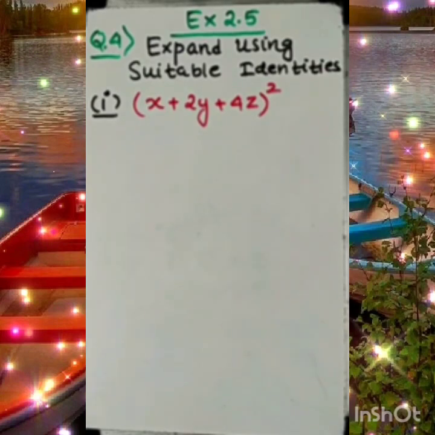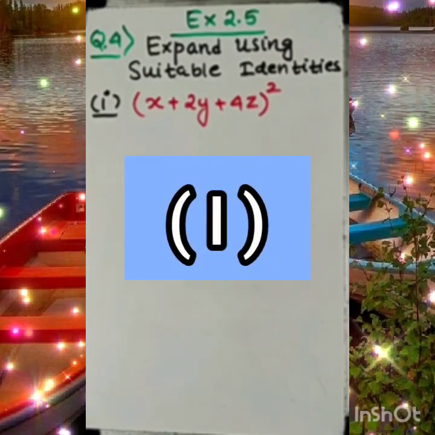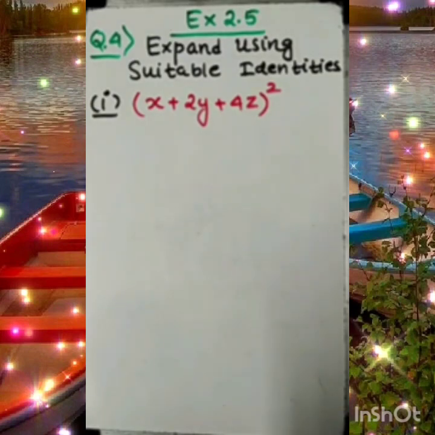So, my dear student, exercise 2.5 of chapter number 2, polynomials. It's question 4 we are seeing. The question is: expand each of the following using suitable identities. Now, suitable identities we have to apply. The first question, as I have written here on your screen, is (x + 2y + 4z) whole square. This is the question.